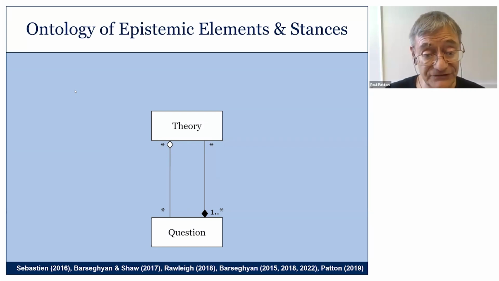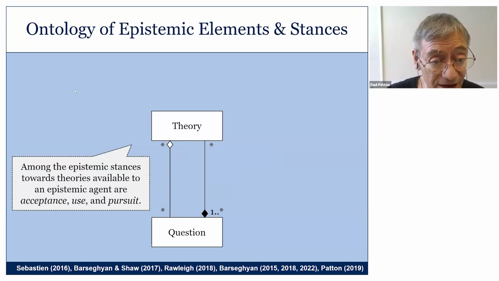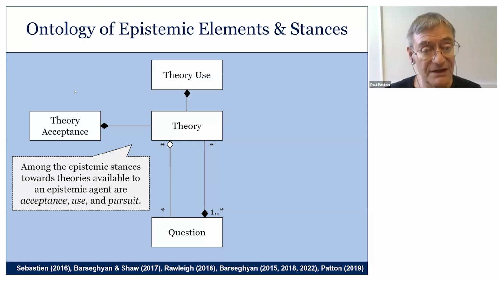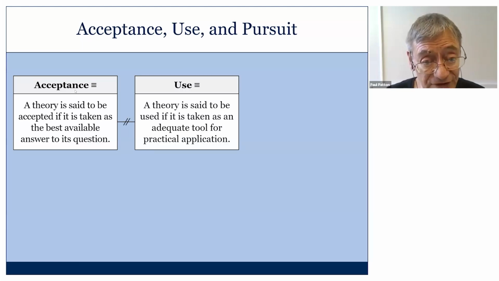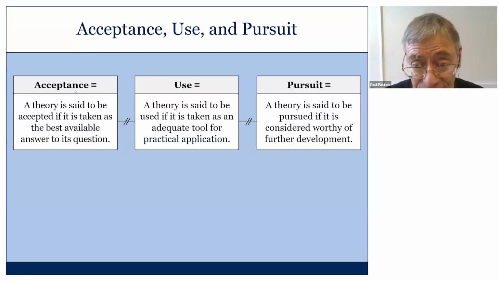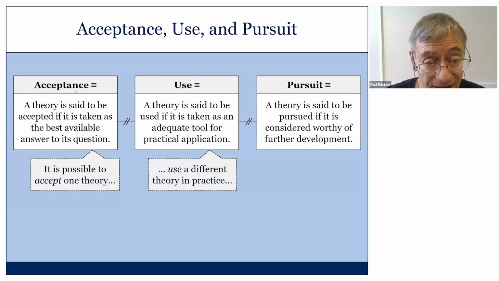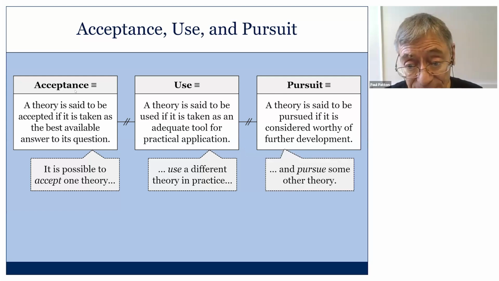Now let's talk about stances towards those elements. Among the epistemic stances that we've identified as part of the scientific ontology are the stances of acceptance, use, and pursuit. First theory, acceptance. A theory is said to be accepted if it's taken as the best available answer to its question. Use. A theory is said to be used if it's taken as an adequate tool for practical application. Pursuit. A theory is said to be pursued if it's considered worthy of further development. It's possible to accept one theory, to use a different theory in practice, and pursue some other theory.